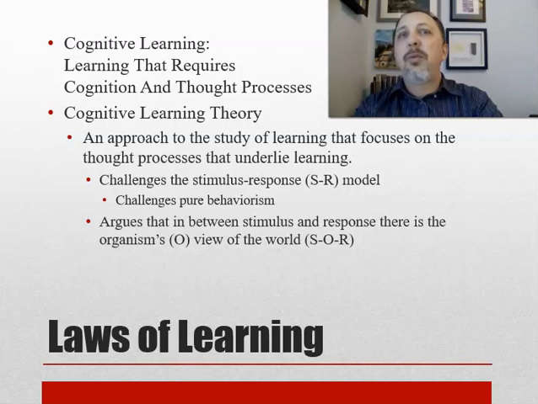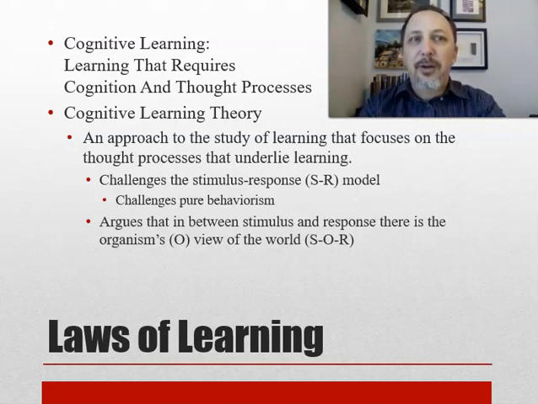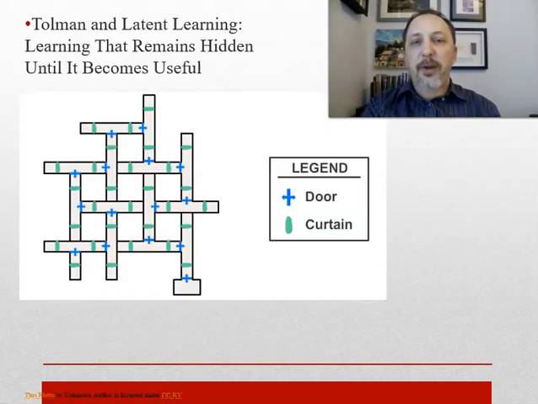Think about when you go to a new school or you move somewhere. You're going to learn the area. You're not being reinforced necessarily. So here was Tolman's rats. It's called latent learning, that remains hidden until it's useful. So here's the maze, right? The rat would be dropped in, and it would have these doors and curtains to go through and kind of learn its map around the maze.